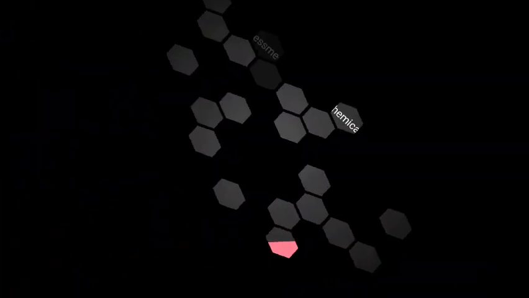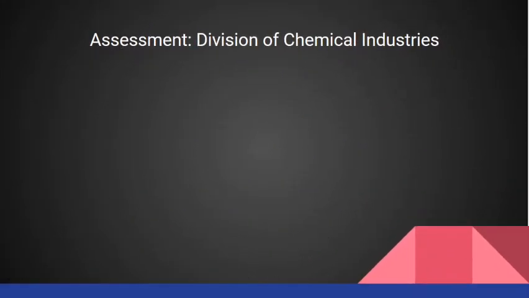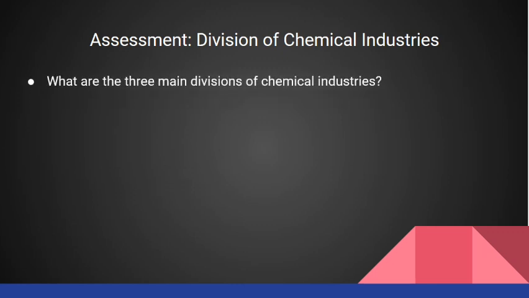Okay, quickly have this assessment, pause the video. What are the three main divisions of chemical industries? Provide an example of each division.